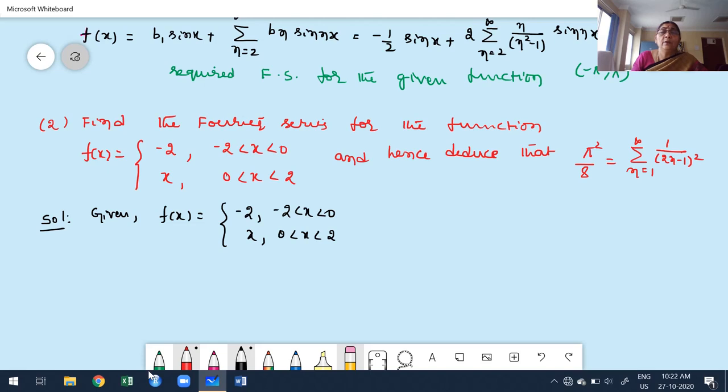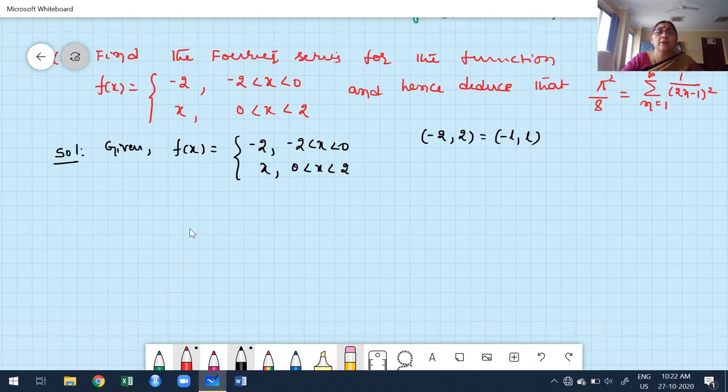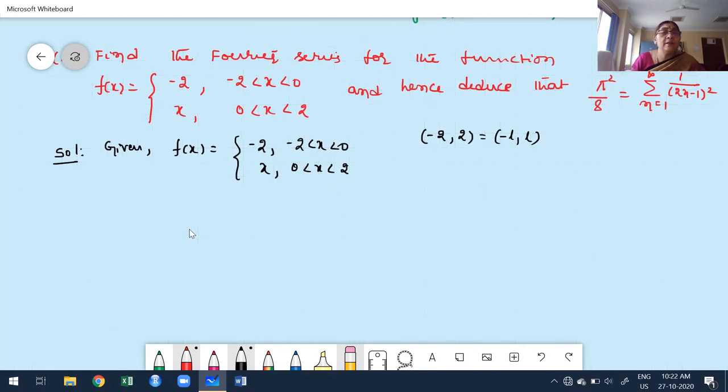I told in my previous video, whenever having a splitting function, first you take the overall interval. What is our overall interval? It is minus 2 to plus 2. This shows that the given interval is in the form of minus L to L. Whenever the given interval is in the form of minus L to L, we can step into another step, which is the even or odd definition. Now I have to verify whether it is even or odd.